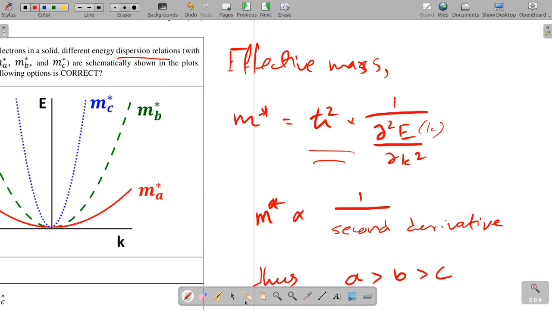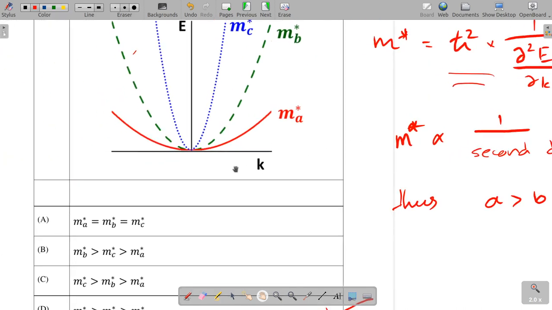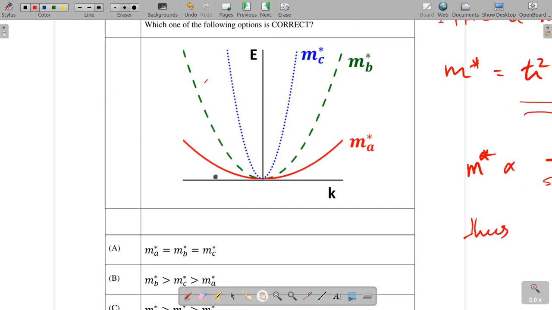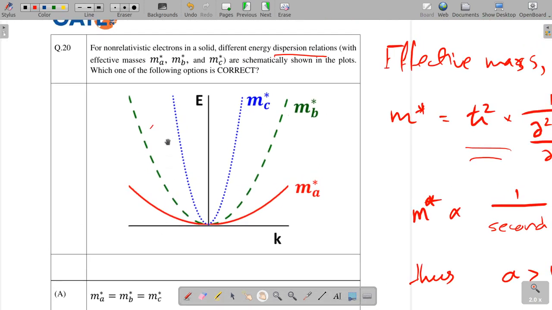Basically the idea is that the effective mass is inversely proportional to the second derivative of the dispersion relation. So here if you look at this, which one will have the highest second derivative? The blue curve will have the higher second derivative, right?